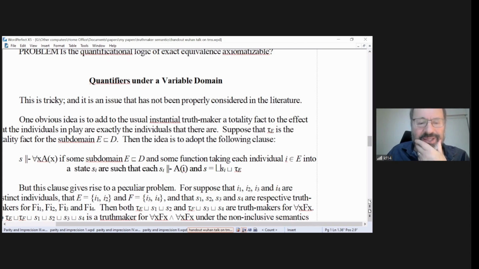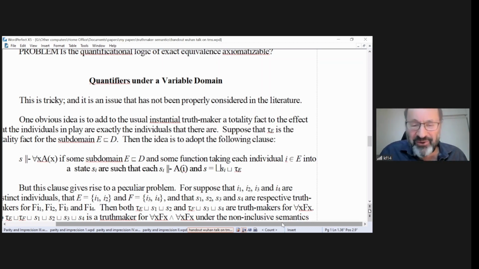So here's a puzzle. Suppose we have two subdomains E and F. E consists of two individuals, I1 and I2, and F consists of two distinct individuals. Then, so here I've written it down here. Now look at not "for all x, F(x)", but "for all x, F(x)" and "for all x, F(x)".